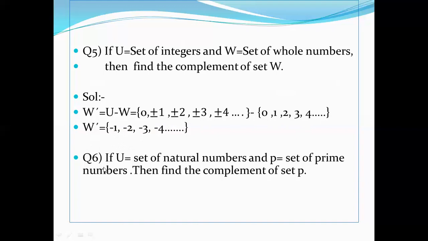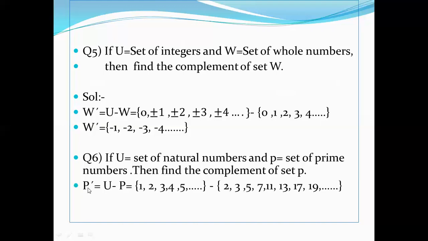Now come to question number 6. Question number 6 is again the same as question number 5. If you know what the set of natural numbers is and what the set of prime numbers is, then you can easily find the complement of set P, the set of prime numbers. In the same way, you write P complement is equal to U minus P, the universal set minus P.